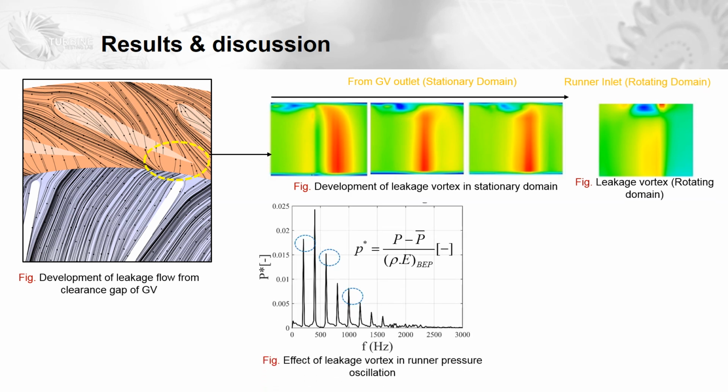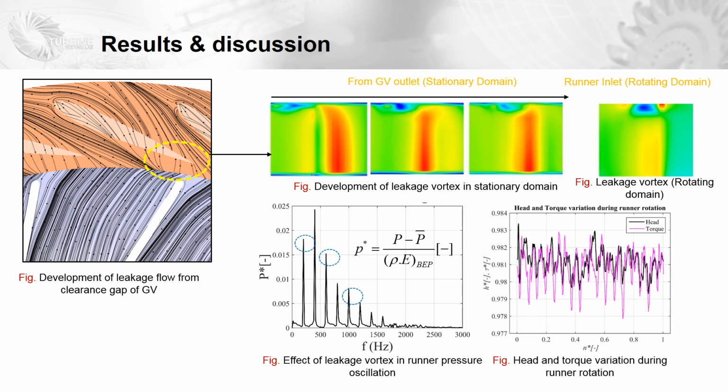The effects of the leakage vortex on the pressure oscillation were studied by using the alternative clearance gap method. By this study, the Fourier transform pressure pulsations were separated from the RSI frequency. As you can see, the frequencies in the highlighted region, 200 Hz, 600 Hz, and 1000 Hz, were mainly due to the leakage flow.